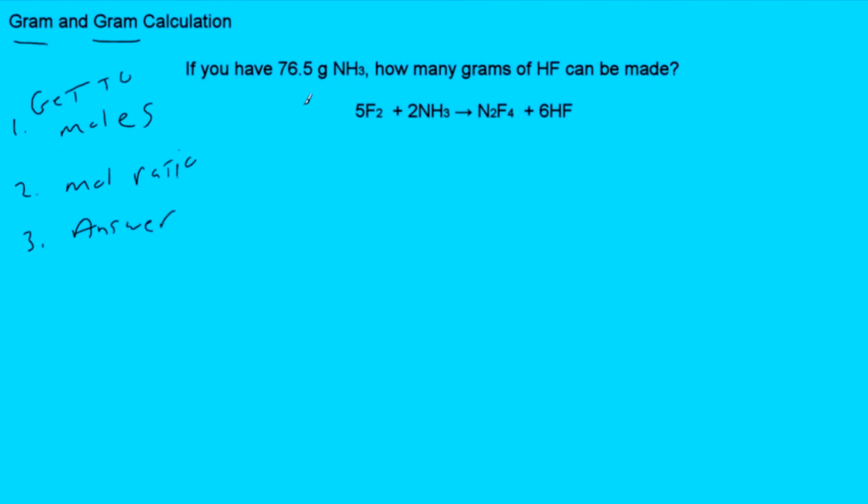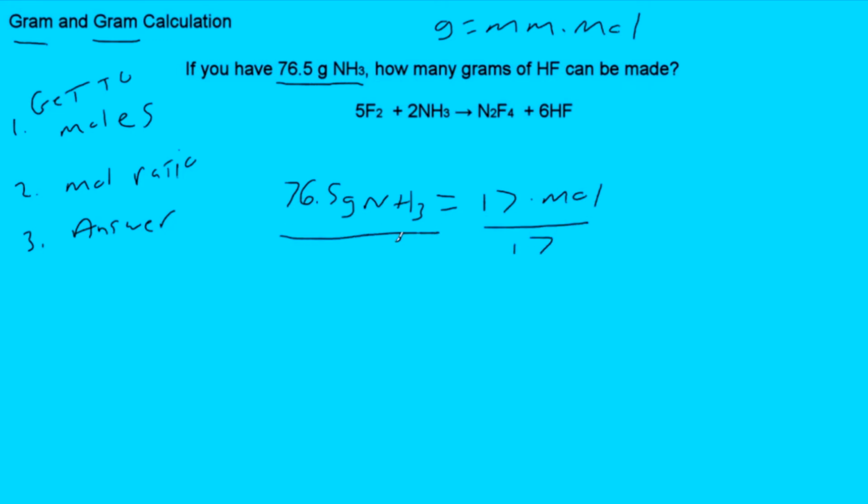So as always, we're going to start off with a number here. Where do you see a number? Here's a number, 76.5 grams of ammonia, NH3. Grams equals molar mass times moles. Let's write that up here again so we don't forget. So the molar mass of NH3, we have 14 plus 3 is 17 times moles. Solve for moles. Let's divide these by 17. This is 4.5 moles of NH3.